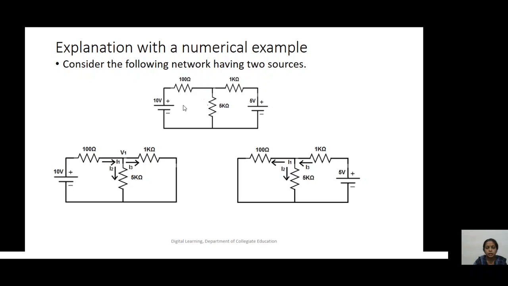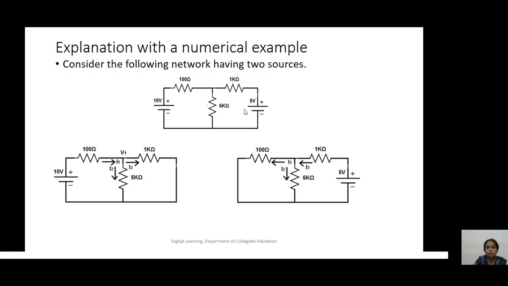So, we will take a numerical example and learn how exactly this can be done. So, for example, this is a network having two sources. So, there are three resistances. If you want current and voltage across any resistor, either 5K, 1K or 100 ohms, then how it can be done using superposition theorem, that is what we are going to discuss now. So, two sources are there.